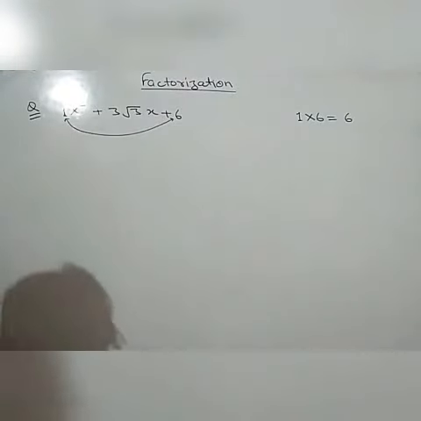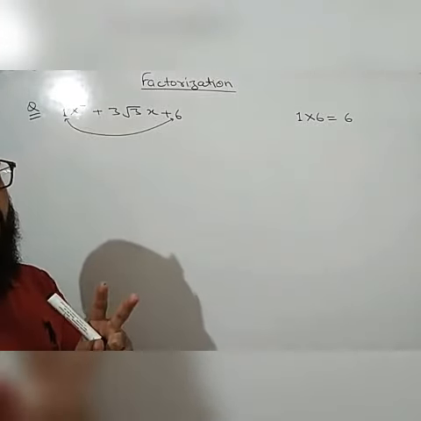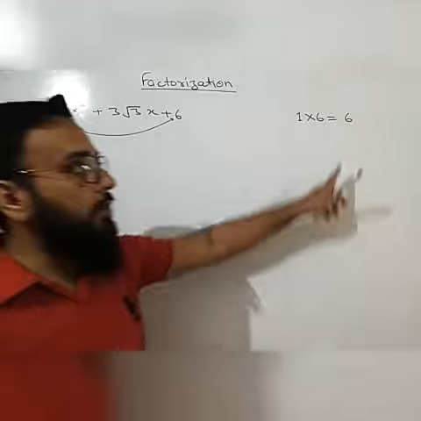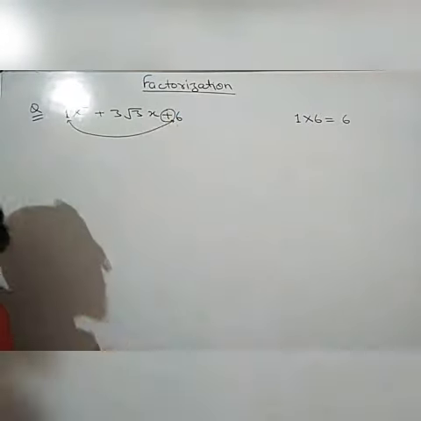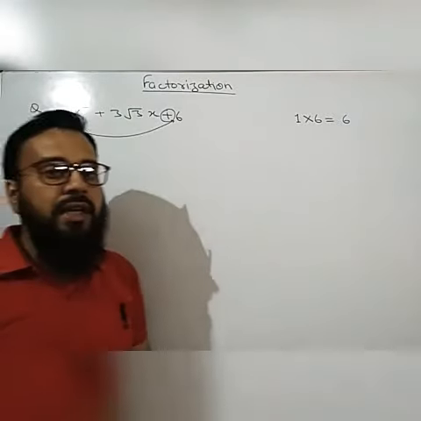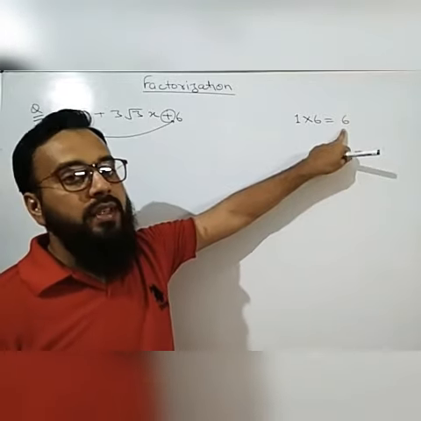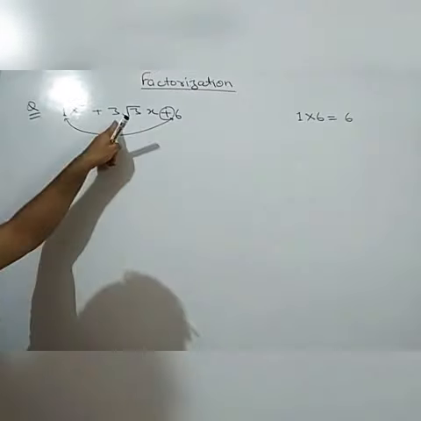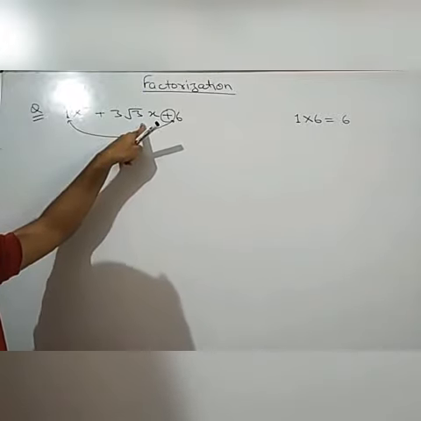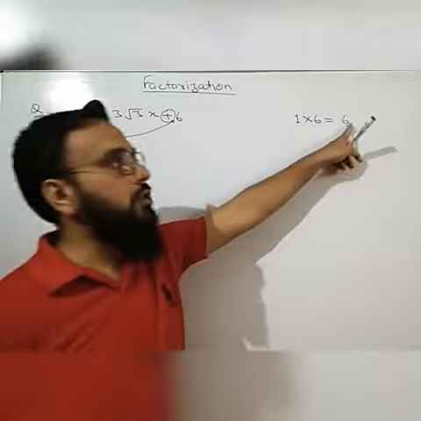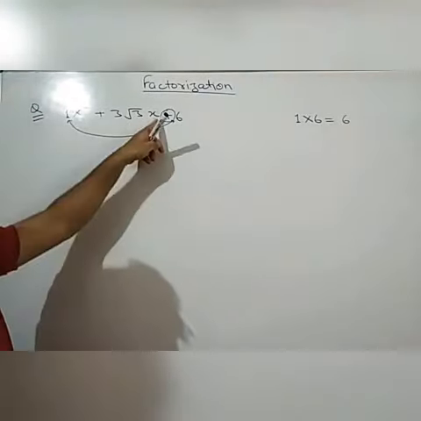Now the second step: we have to obtain two numbers whose multiplication is equal to 6, and we see the sign of the constant term, the sign is positive. It means we have to get those two numbers whose multiplication is 6 and whose addition is equal to 3 root 3. Clear? We have to get two such numbers whose multiplication should be equal to 6 and whose addition should be equal to 3 root 3 because the sign is positive.